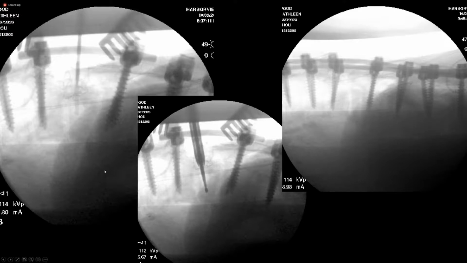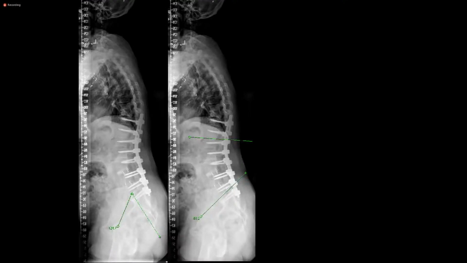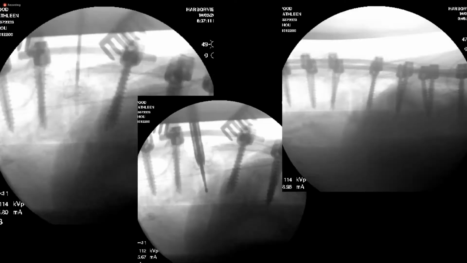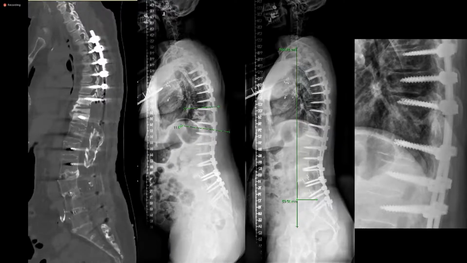The fluoro shots on the right showed that the PSO was closed and the deformity surgery was finished. Then this is the pelvic parameter. I don't know why I have it twice. So this is the CT showing the PSO was closed at the T10 level, and the post-op kyphosis was about 11 degrees from 2 levels above to the UIV, compared to right after the index procedure. And her SVA was corrected from 117 to 60.